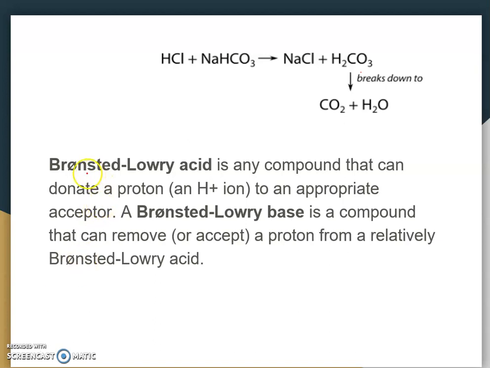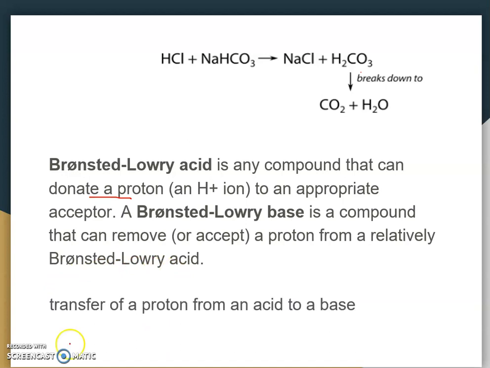So in chemistry, we're going to deal with Bronsted-Lowry acids and bases predominantly. And an acid is any compound that can donate a proton to an appropriate acceptor. And a Bronsted-Lowry base is a compound that can remove or accept a proton from a Bronsted-Lowry acid. Okay, so notice what this means is we're now talking about these in pairs. We're talking about the transfer of a proton from an acid to a base.